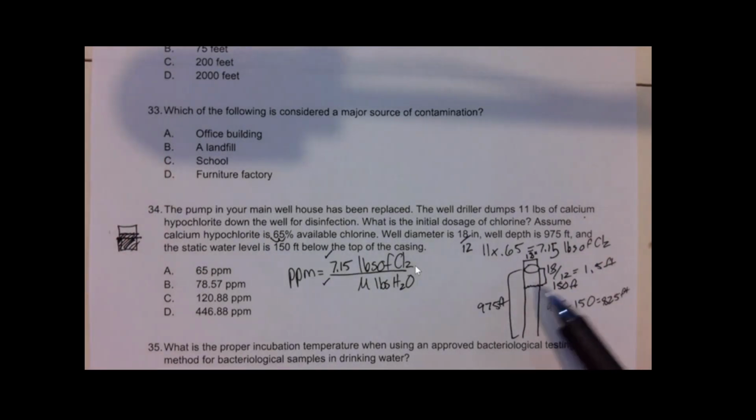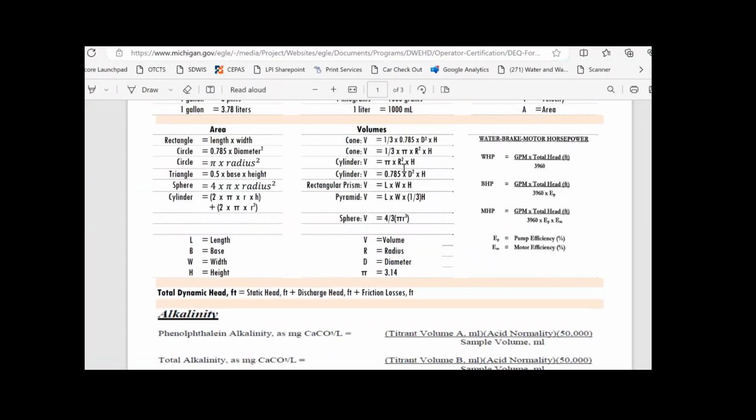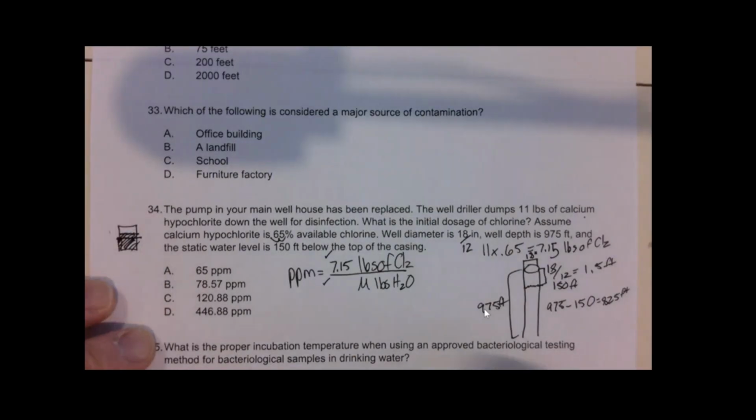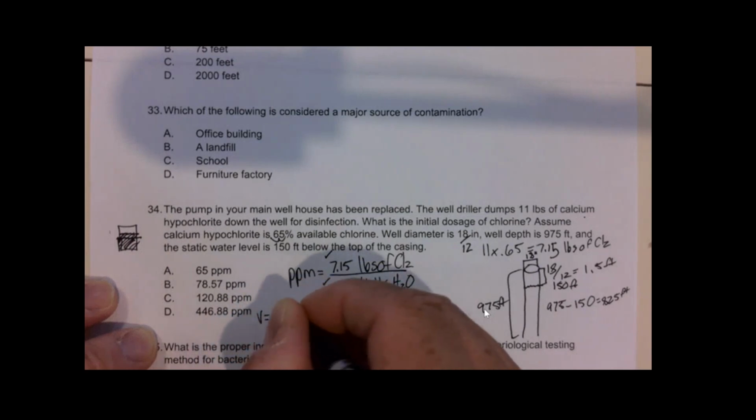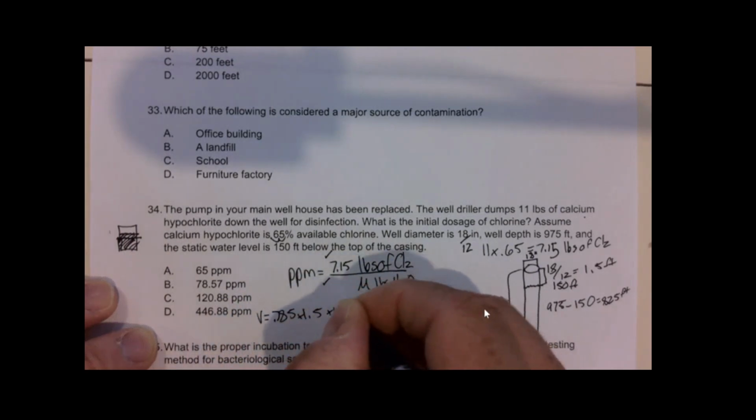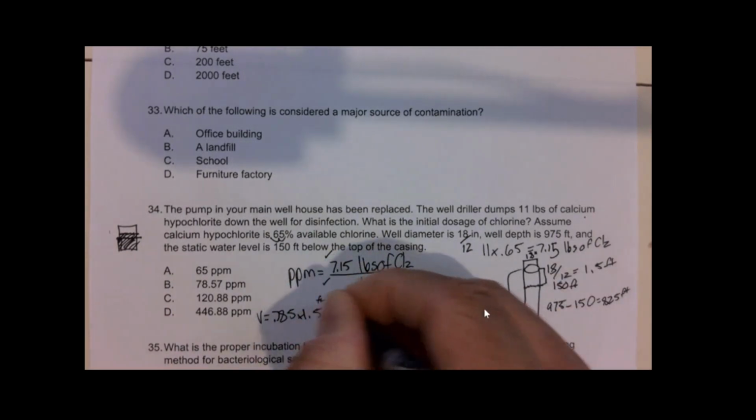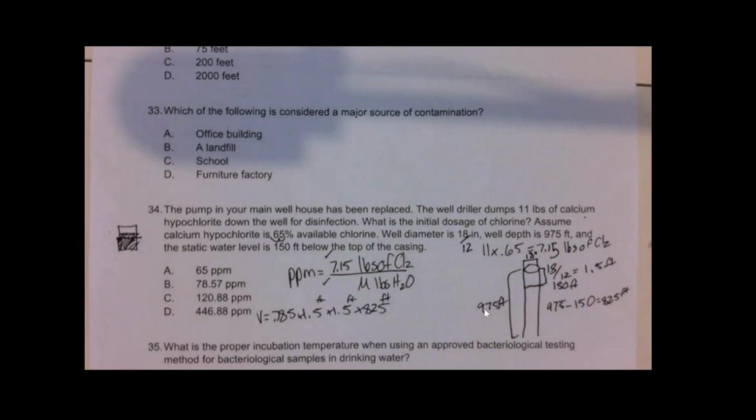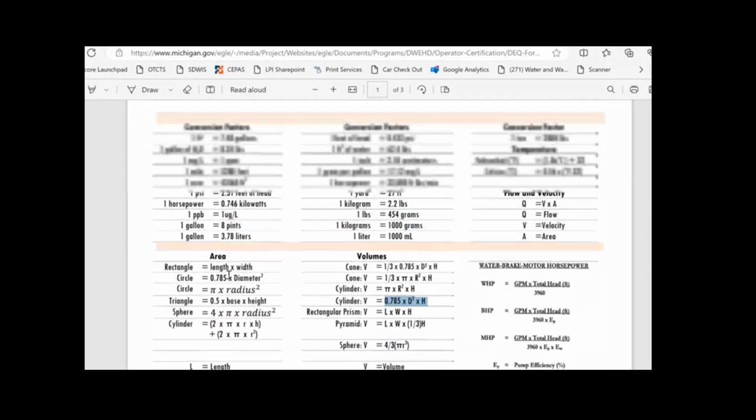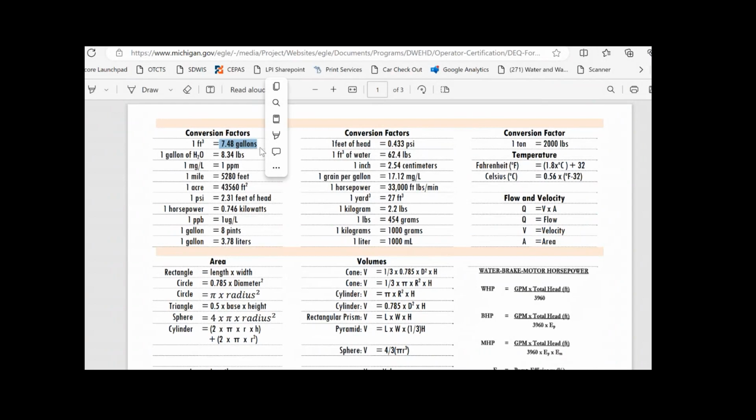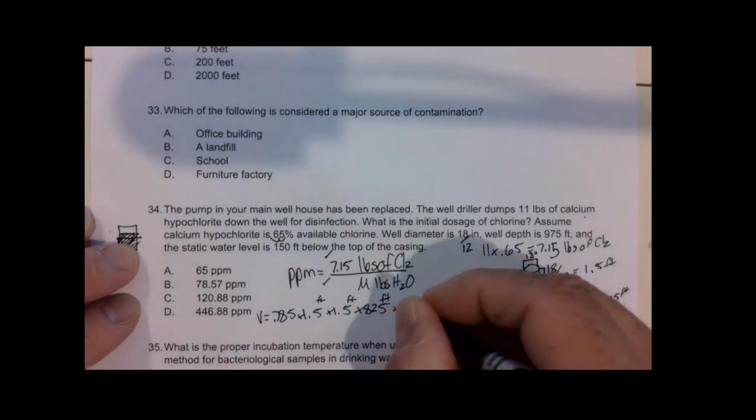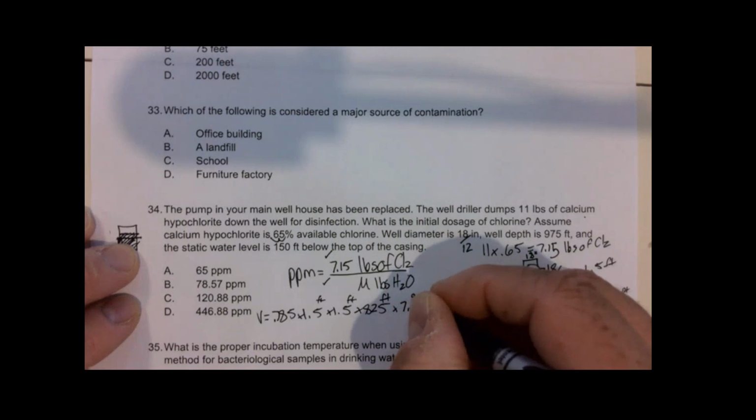Okay, so why am I doing all this? What shape is this first one? It's a cylinder, right? So the volume of a cylinder is 0.785 times diameter squared times height. So this one, you need to have volume is 0.785 times the diameter, 1.5 times 1.5, times the height of 825 feet. Well, since this is feet, this is feet, this is feet, that's going to give you cubic feet, correct? Volume gives you feet times feet times feet, which is cubic. If you go back here, 1 cubic foot equals 7.48 gallons. So all I'm going to do is multiply by 7.48 because that converts this to gallons.